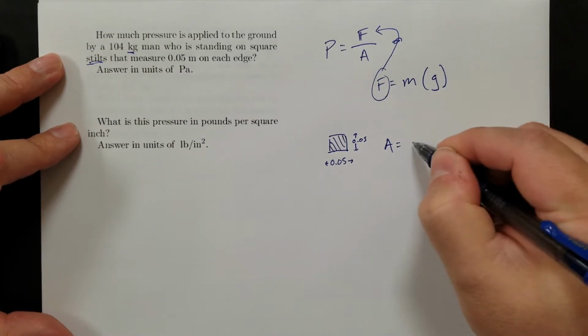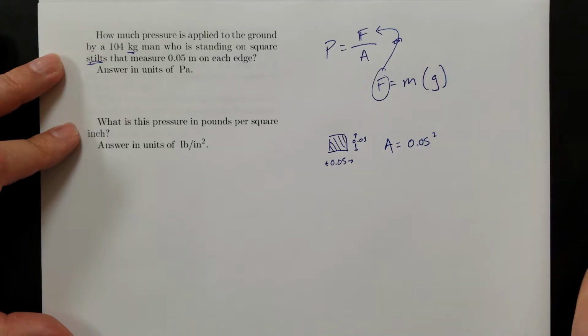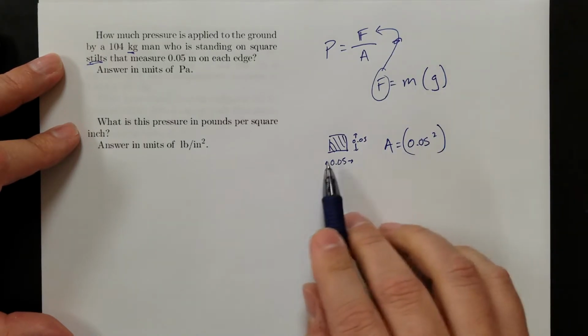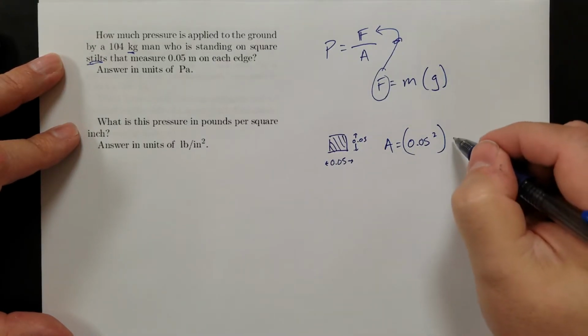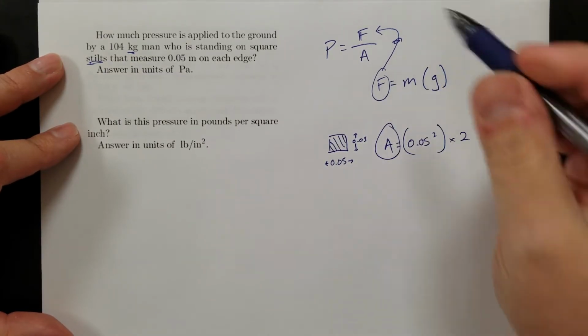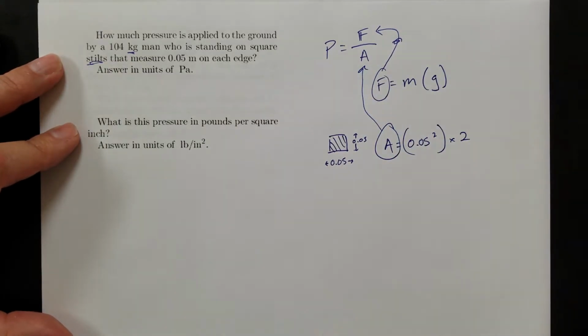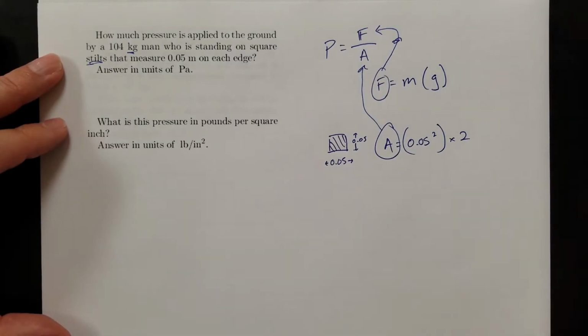So my area is going to be 0.05 squared. But because there's two of these stilts, I have to multiply it by 2. And now I've got area, and area can go here. And pressure is just force over area. So pretty straightforward problem.